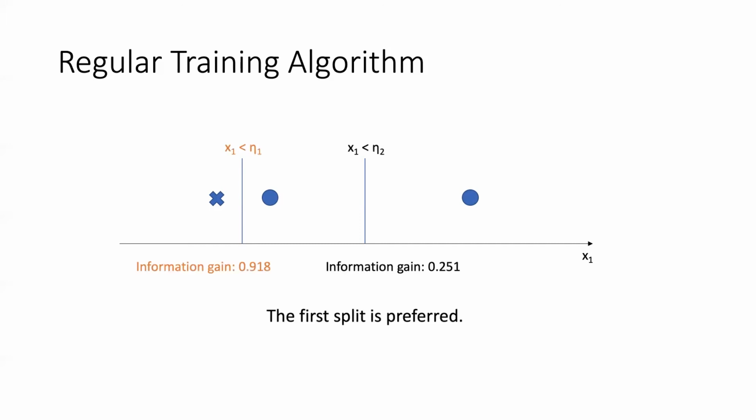While there are different scores to calculate the quality of the split, here we use information gain as the example. Comparing the information gain of the two splits, we can see that the first split, x1 less than eta 1, has a higher information gain, and thus it is better than the second split.